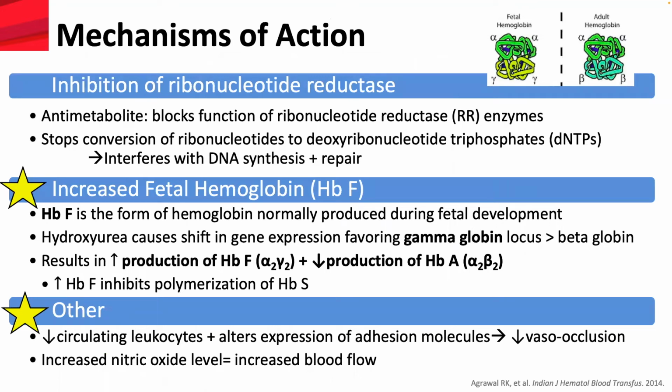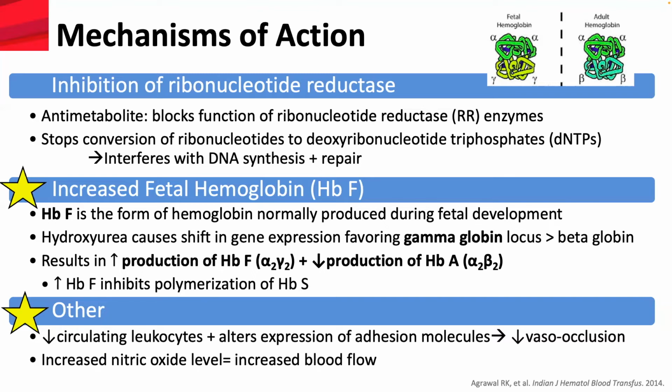So hydroxyurea has a really unique mechanism of action. It helps treat different cancers because it's an anti-metabolite that blocks the function of the enzyme ribonucleotide reductase. And by stopping this enzyme, it's stopping the conversion to deoxyribonucleotide triphosphates, which interferes with DNA synthesis and repair overall. However, its mechanism for sickle cell disease is a little bit more unique.